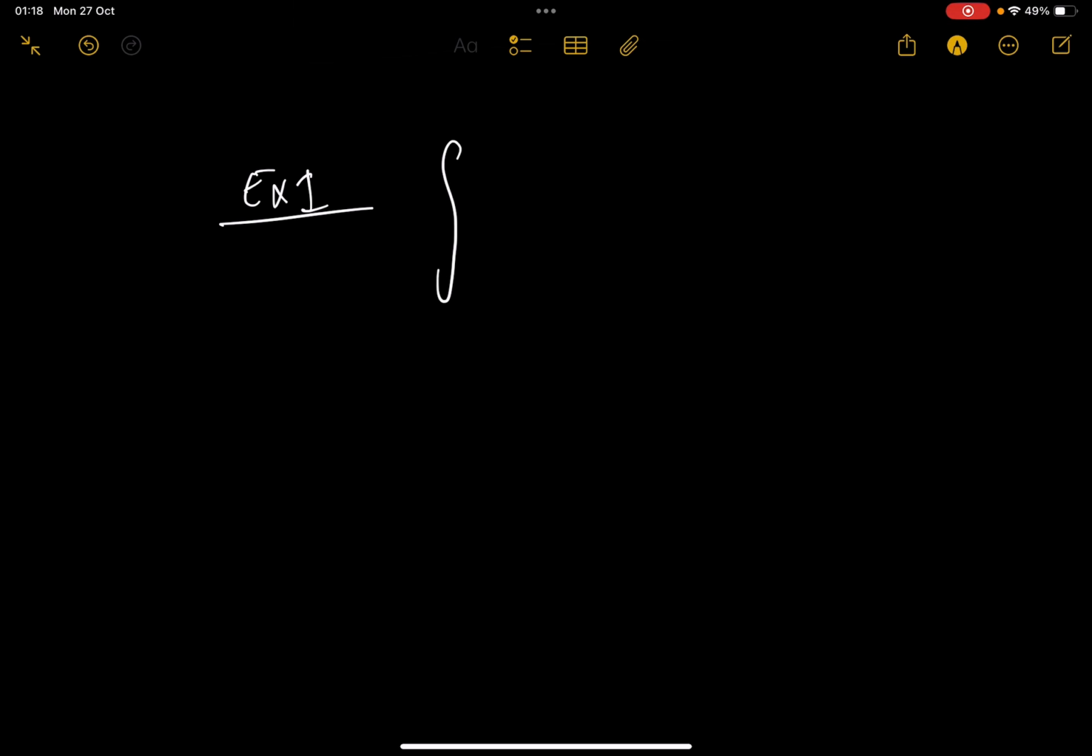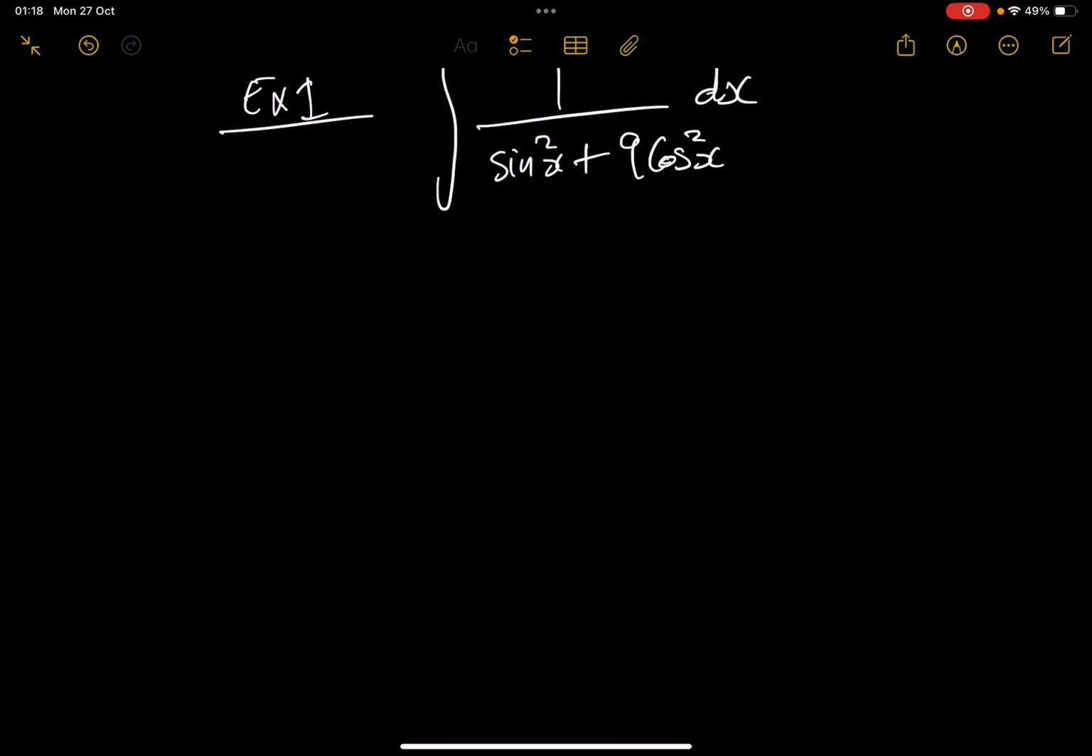If you're given the integral of 1 over sine squared x plus 9 cos squared x dx, evaluate this integral. The first thing, remember, if you have sine squared and cos squared, you're going to use a substitution. So I use t, so t is equal to tan x.